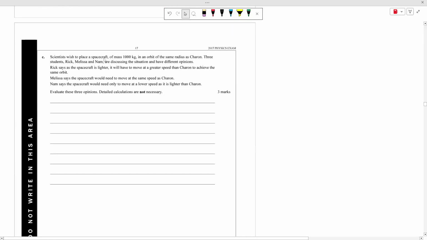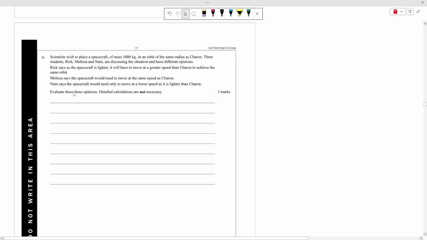Scientists wish to place a spacecraft of mass 1,000 kilograms in an orbit of the same radius as Charon. Three students, Rick, Melissa, and Nam, are discussing the situation and have different opinions. Rick says as the spacecraft is lighter, it will have to move at a greater speed than Charon to achieve the same orbit. Melissa says the spacecraft would need to move at the same speed as Charon. Nam says the spacecraft would need only to move at a lower speed as it is lighter than Charon. Okay, evaluate these three opinions. Detailed calculations are not necessary.